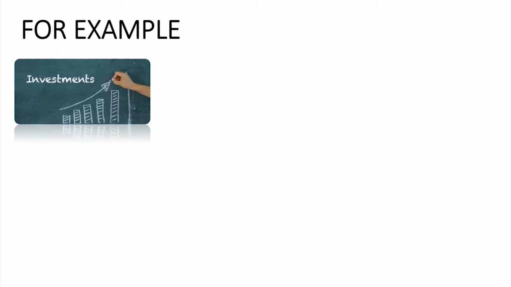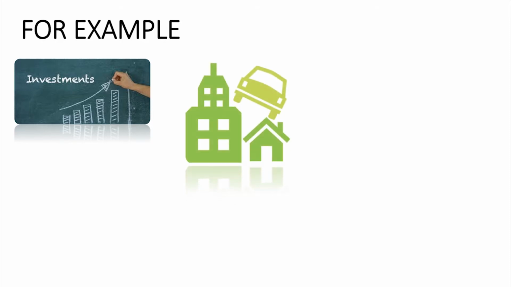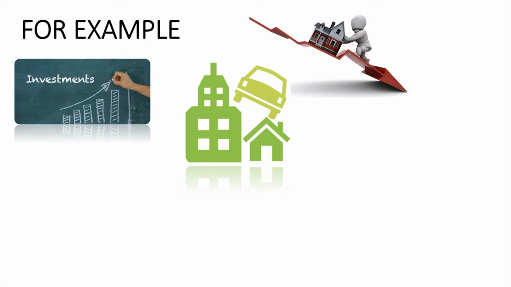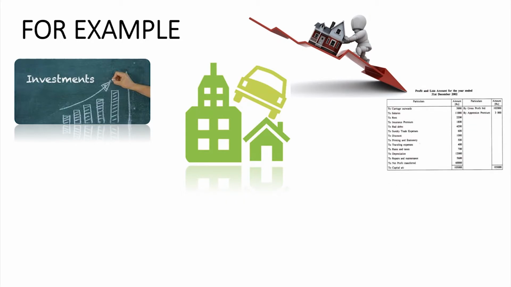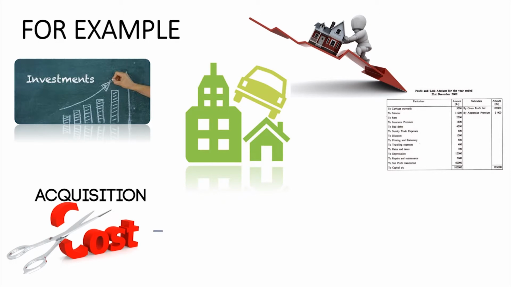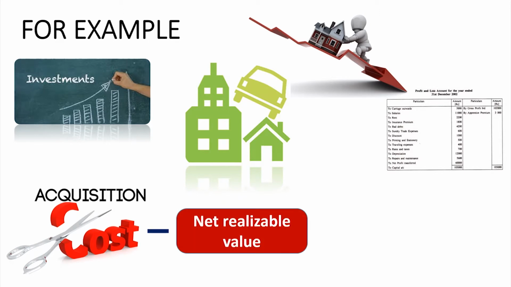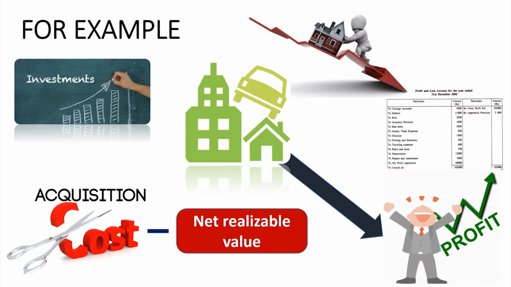For example, a business unit makes investments in the form of fixed assets, and we book only depreciation of the assets in our profit and loss account, not the difference of acquisition cost of assets less net realizable value of the assets. The reason is simple. We assume that we will use these assets and earn profit in the future while using them.